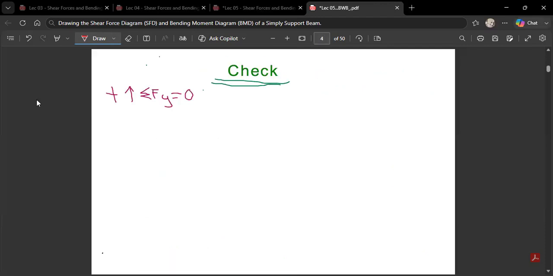So that is what I'm trying to say, is that here is going to be what? Positive what? RA. That is the reaction because it is moving upwards. And then the other one is what? Negative 20 kilonewton, because it is moving downwards. You see. Then the other one too is what? Negative 20 kilonewton. It is also moving downwards.